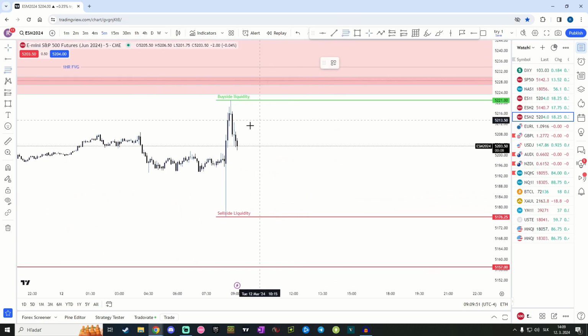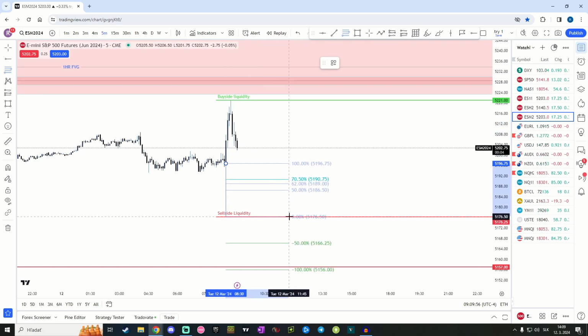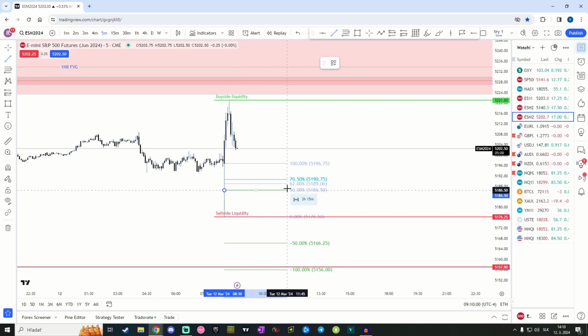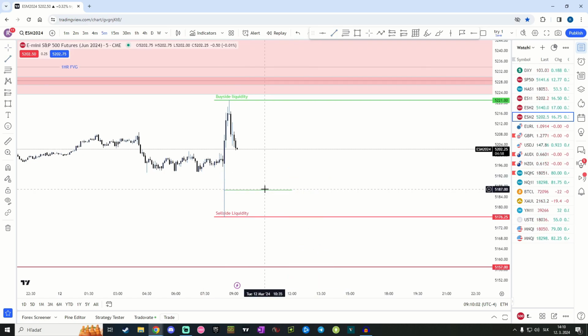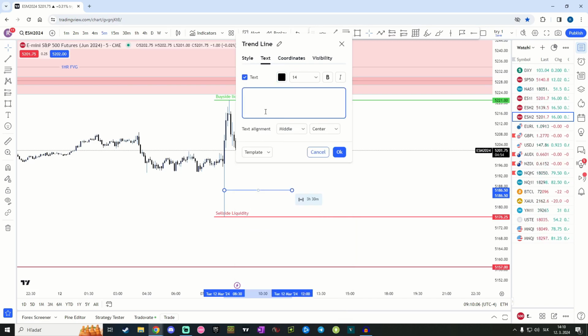I will also mark the 50% of this wick. It could be a really sensitive level. I notice on NFP or on CPI news events, this is sometimes a level which the market respects.